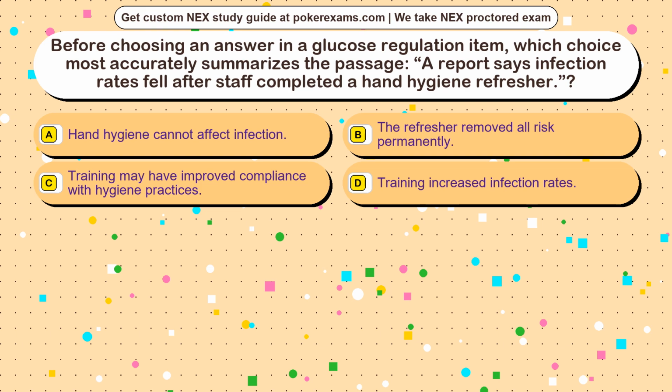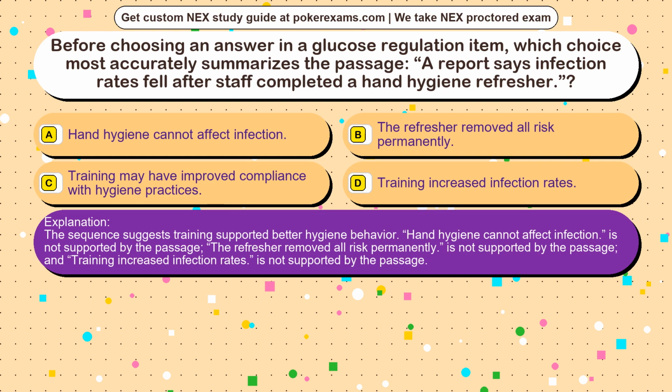The correct answer is option. The sequence suggests training supported better hygiene behavior. Hand hygiene cannot affect infection is not supported by the passage. The refresher removed all risk permanently is not supported by the passage, and training increased infection rates is not supported by the passage.